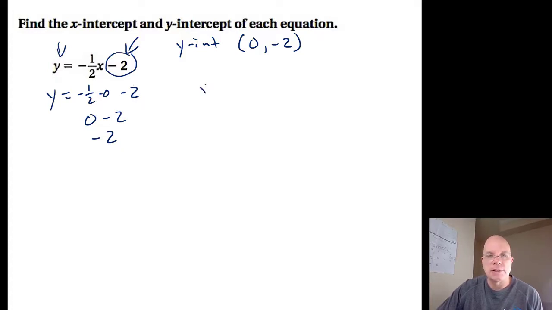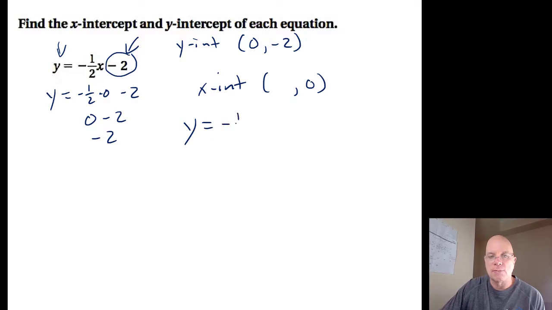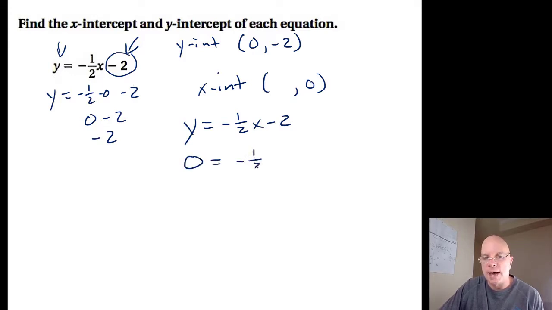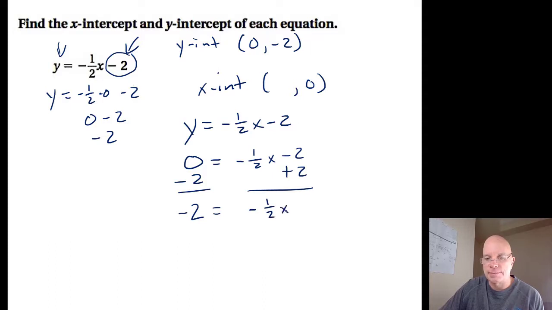For the x-intercept, the y value will be 0, the y-coordinate will be 0. So let me rewrite my equation. y equals -1/2 x minus 2. If I substitute 0 for y, I get 0 equals -1/2 x minus 2. Add 2 to both sides to remove that constant term from the right side. And I get -2 is equal to -1/2 x.